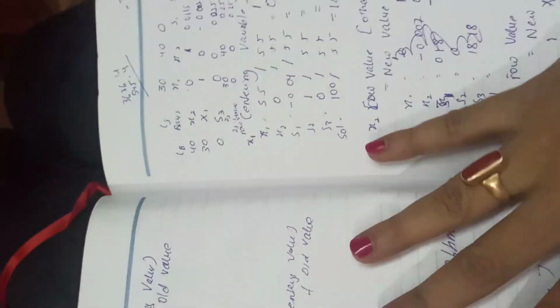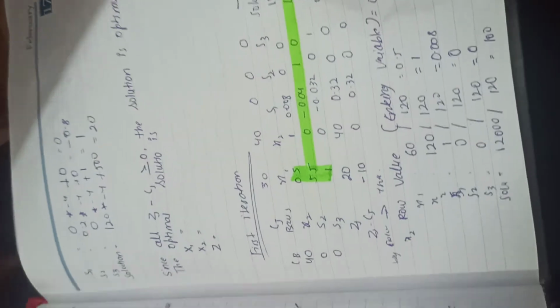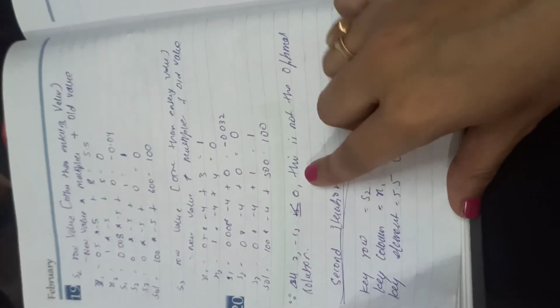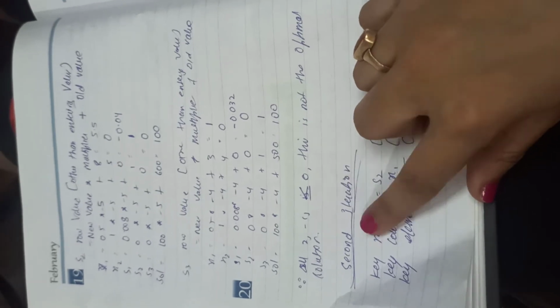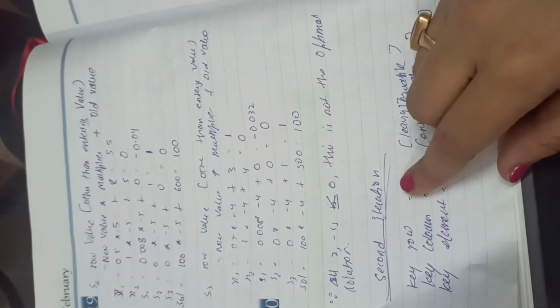So again, as I have already told, we found the values of all these, s1 and s2, and since this z value was not optimal, this was not the optimal solution. So again we have tried to figure out our key row, key column, and key element, that is s2, x1, and 5.5, which we have discussed here.